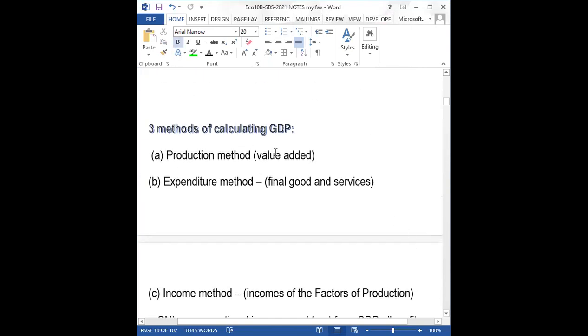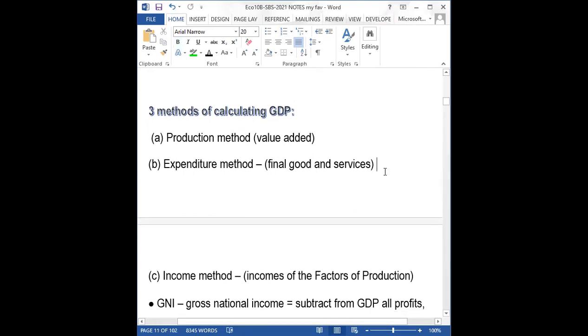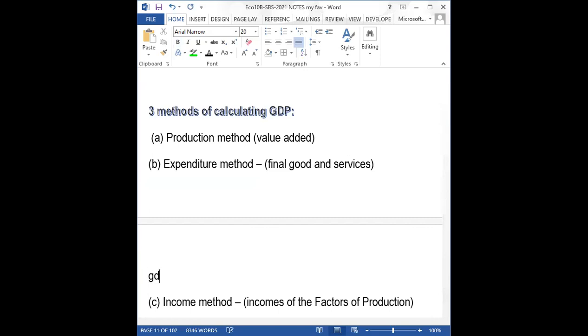So the first one is the production method, or the value added method, where you simply add the value that is being added by all the economic participants. Then the expenditure method: we look at gross domestic product, which we refer to as GDP, as the sum of consumption spending by households, abbreviated C, investment spending by firms, government spending, as well as the net foreign factor from abroad, which is X minus M, X representing exports, M representing imports. So all of these elements add up to gross domestic product.